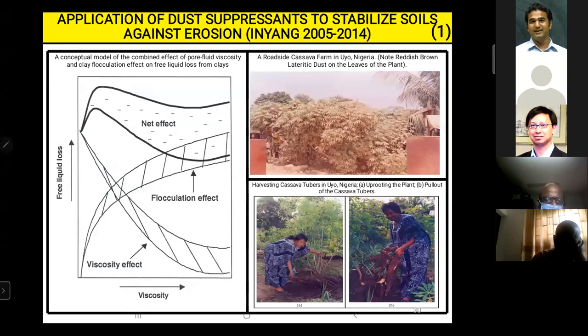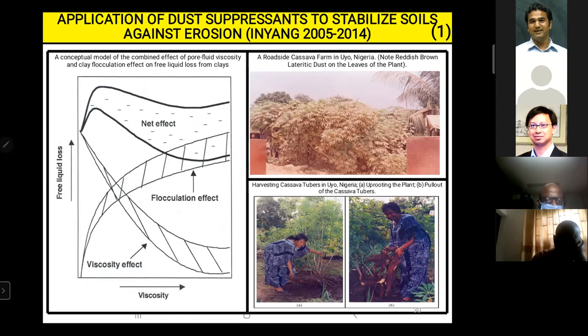Yes, we limited this. We found that some materials in the tropics, especially cassava plants in West Africa, have that characteristic. That is why, if you look at the pictures to the right, you see one of the mothers of my postgraduate students, whom I asked to harvest tubers from Nigeria and send to me in the United States, which we used to extract starch. Starch is a form of polymer, and we use it to stabilize soils against dust. That is possible in many parts of the world.